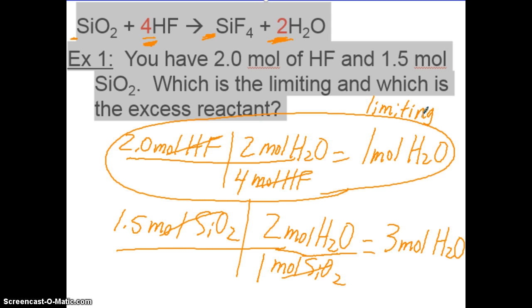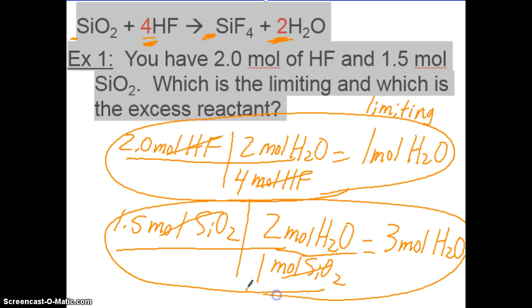and of course that means this one would be our excess, and more specifically this chemical would be the excess, and of course this chemical specifically would limit the reaction. So we can do many more problems. We can change it from grams to moles to grams.